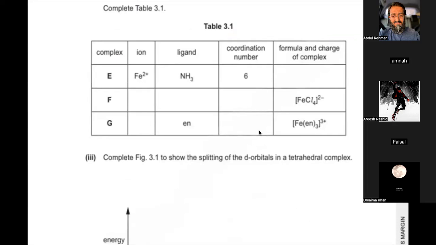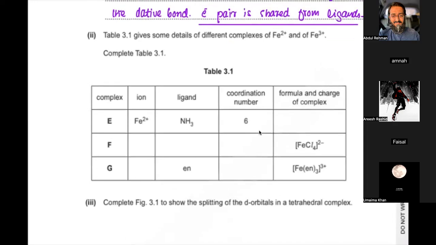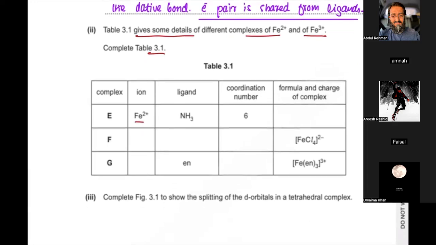Now they are asking for table 3.1. Table 3.1 gives some details of different complexes of Fe2+ and Fe3+. Complete table 3.1. In the first one, you have a transition metal ion, Fe2+. The ligand is ammonia. Coordination number is 6. It's a monodentate ligand, so each ligand can form only one dative bond. Iron bonds with 6 ammonia molecules and ammonia has no charge, so the net charge of the whole complex is 2+.